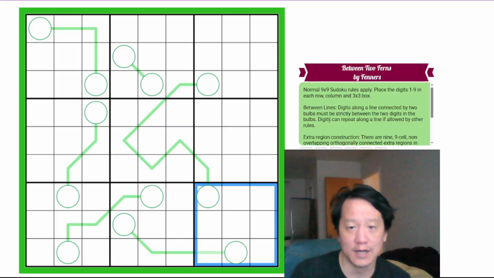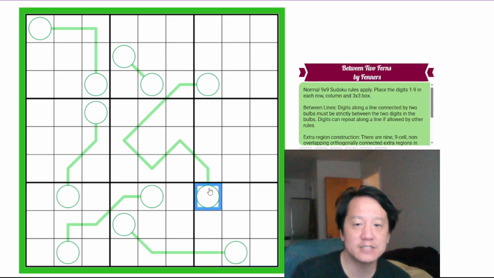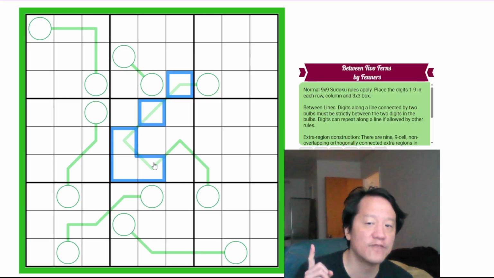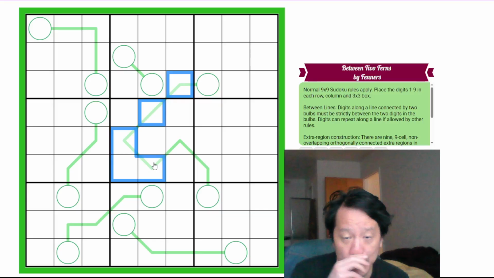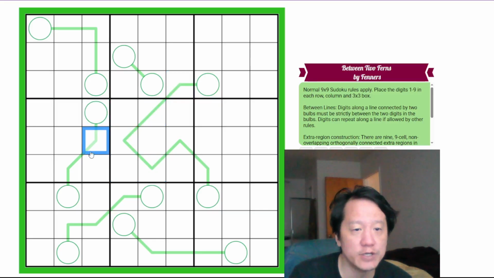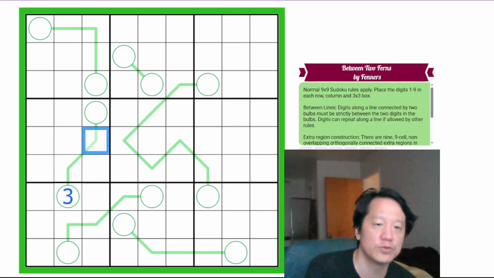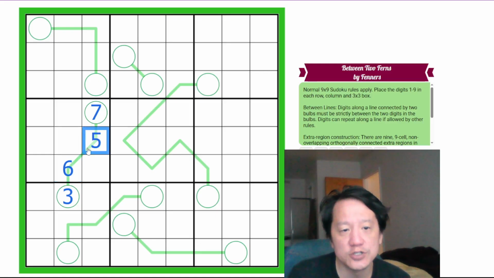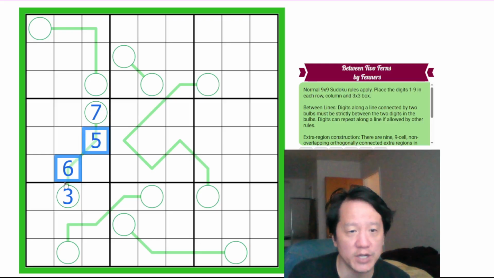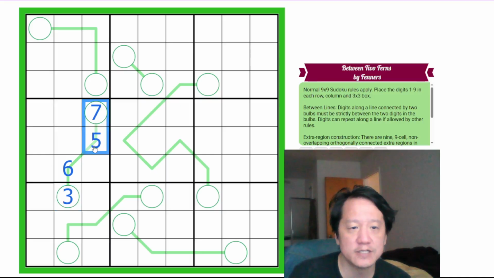We have between lines, where digits along a line connected by two bulbs must be strictly between the two digits in the bulbs. And digits can repeat along a line if allowed by other rules. So, for example, between these two digits must be these digits here. So we could have, say, something like 3 and 7 here, and this is 5 and 6. And the digits on the between line are between 3 and 7. So that's an example of how between lines work.